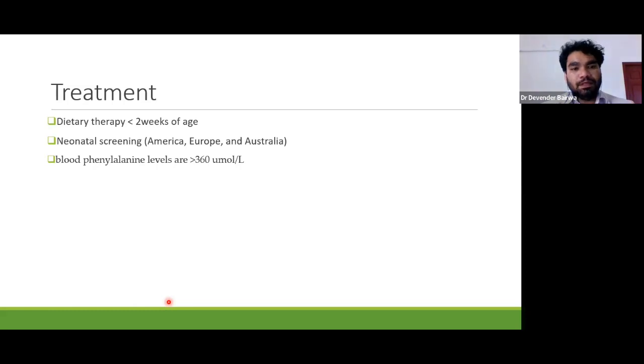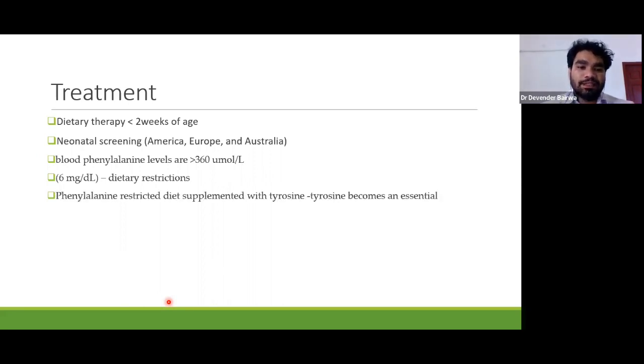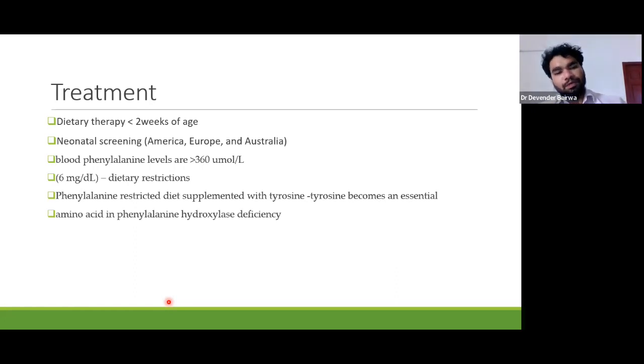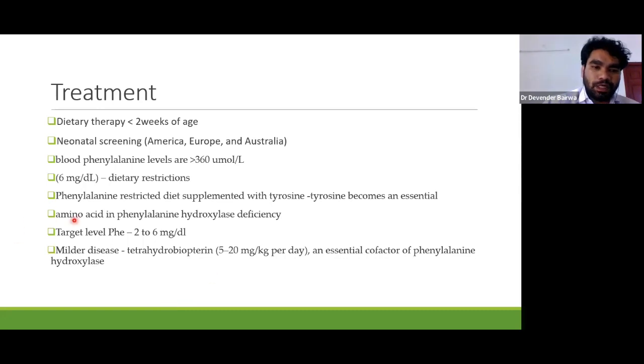In these patients, blood phenylalanine levels are generally elevated. If the level is more than 6 milligram per deciliter, then dietary restriction has to be advised. So a phenylalanine restricted diet supplemented with tyrosine has to be given, because phenylalanine is a precursor for tyrosine formation. If you are restricting phenylalanine, then tyrosine also becomes essential. So the diet should be supplemented with tyrosine.